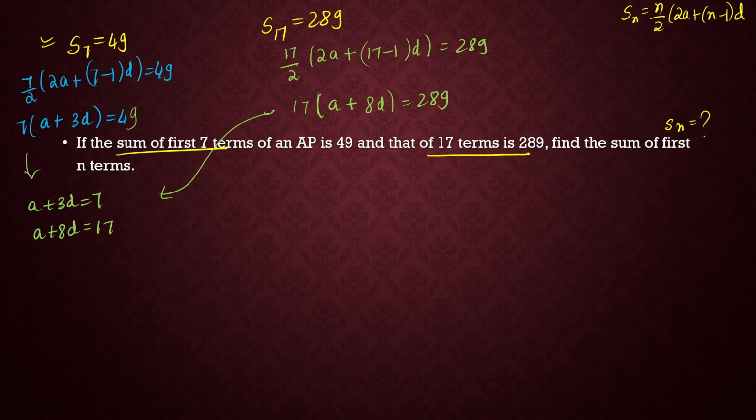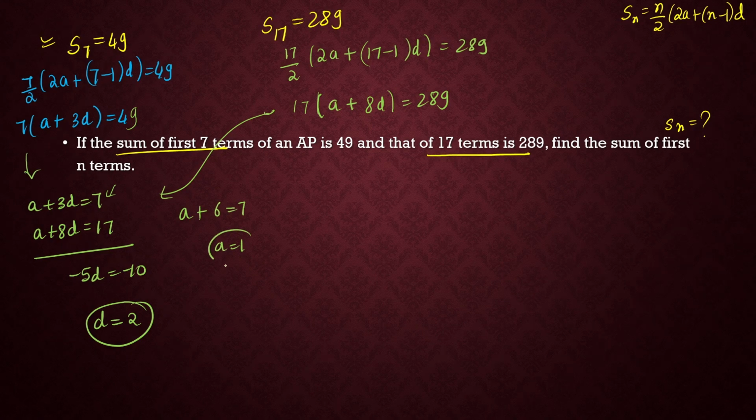289 divided by 17 is 17, yes. So if I solve these two equations, I'll just subtract. I'll get minus 5d is equal to minus 10. So d is equal to how much? 2. Okay, now substitute the value of d in any of the equations. If I substitute in the first equation, I'll get a plus 6 is equal to 7. So the value of a is equal to 1.